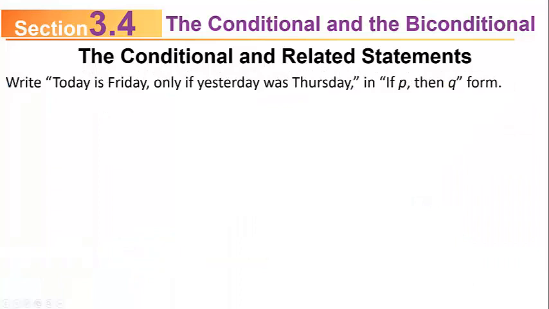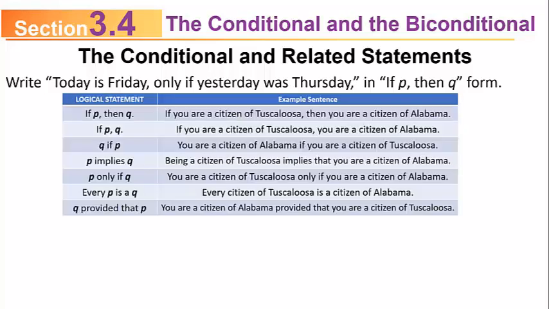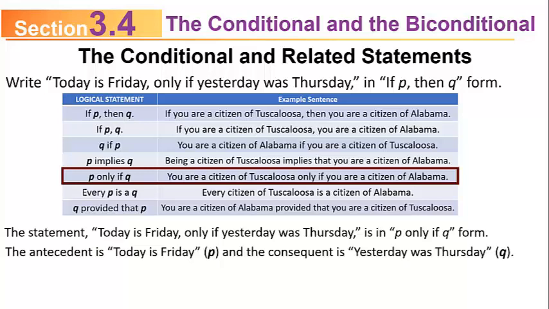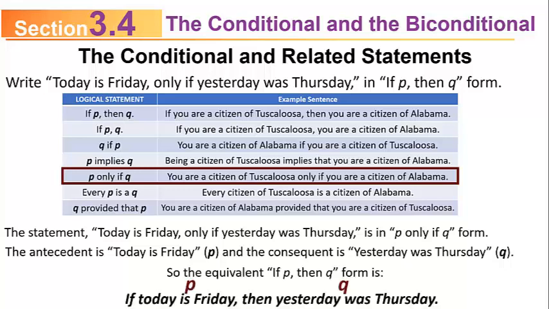Now let's write today is Friday only if yesterday was Thursday in if P then Q form. Looking back at your chart, you can see that the third one from the bottom is the P only if Q. So that tells you that today is Friday is the P part, which is the antecedent, and yesterday was Thursday is the Q part, which is the consequent. So I can convert it back easily into the if P then Q form by saying simply if today is Friday, then yesterday was Thursday. It's a really very straightforward process.